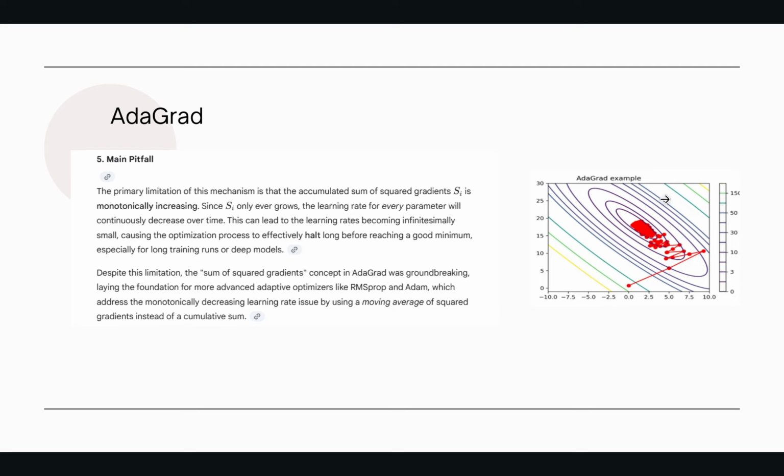The main pitfall of this algorithm is that the accumulated sum of gradients is always increasing. Because S always increases, the learning rate for every single parameter will decrease over time. So if you look at this cluster over here, as we approach the global minimum, the steps taken become much, much, much smaller until it seems to effectively halt before ever reaching a good minimum.